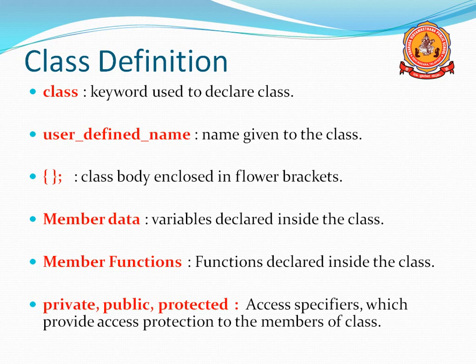The next one is member data. Member data is nothing but variables declared inside the class. Inside the class, you can declare any number of variables, and those variables are known as member data. The next one is member functions. Member functions are nothing but functions declared inside the class. If you declare any number of functions inside the class, those functions are known as member functions.